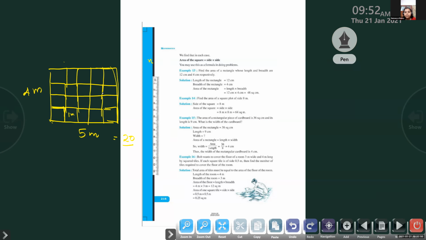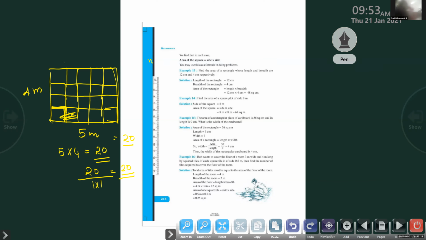How did you get it? We have to find the rectangle's length and breadth and multiply it. You will get the rectangle's area. Rectangle's area divided by the small tile's area. Since it is 1 meter, no problem. 1 into 1, 20 you will get. Clear, children?